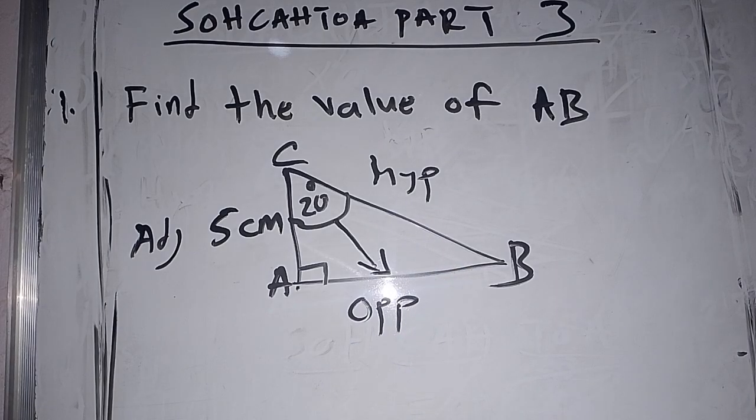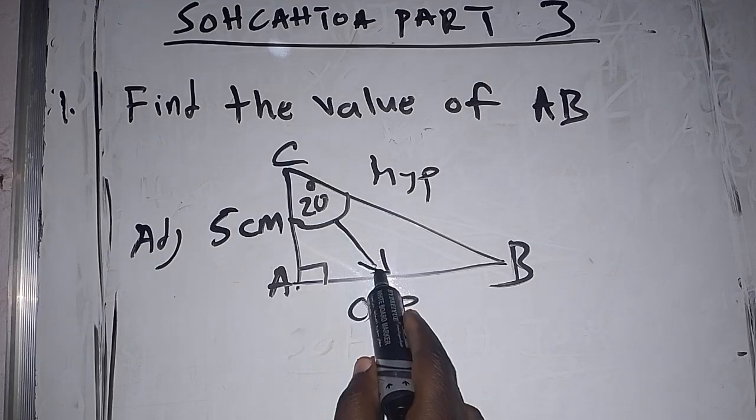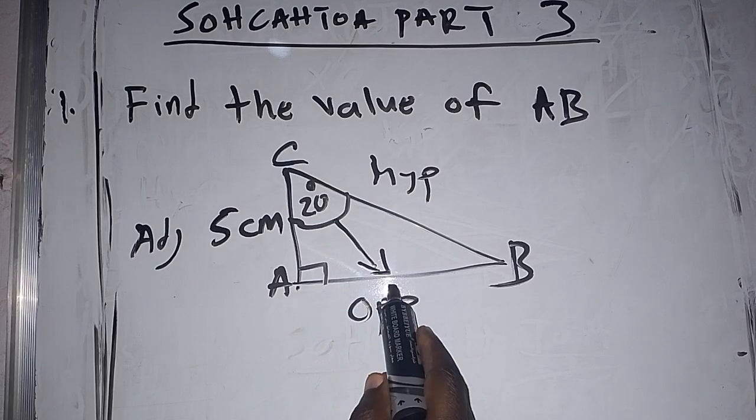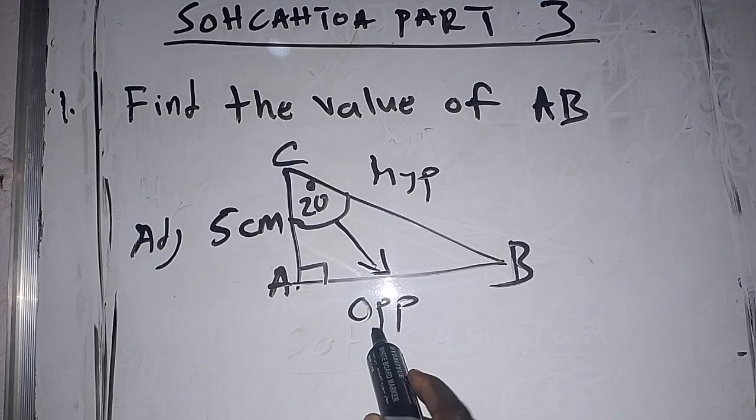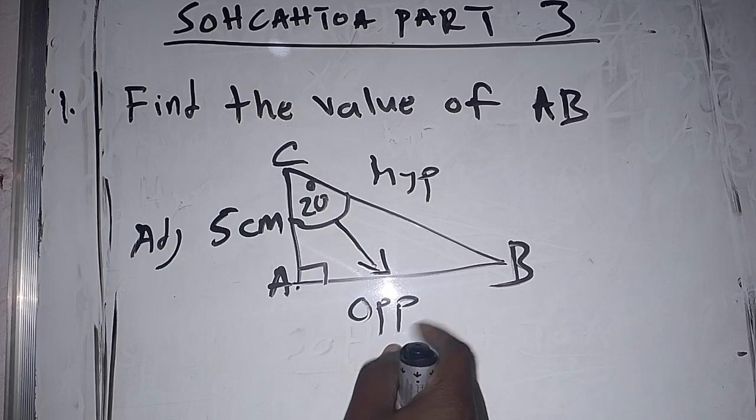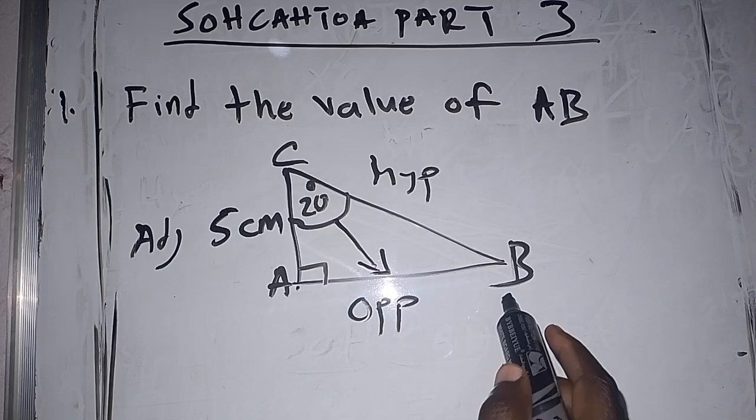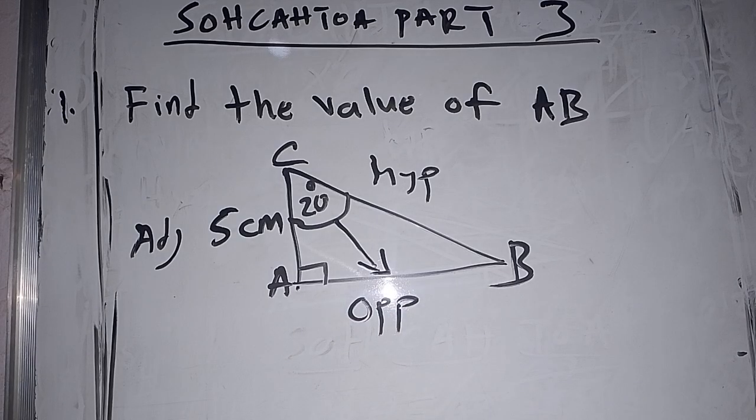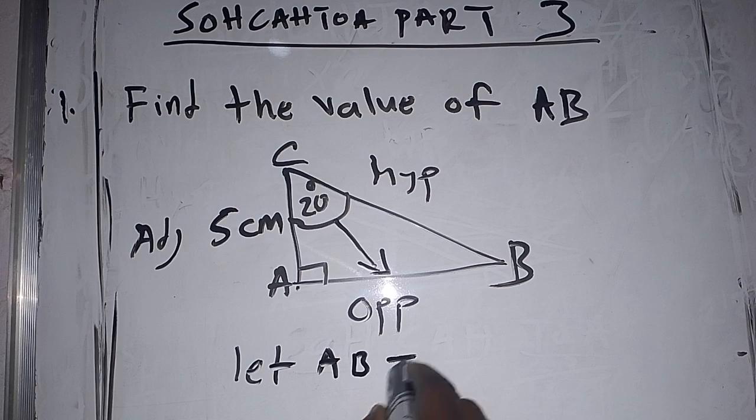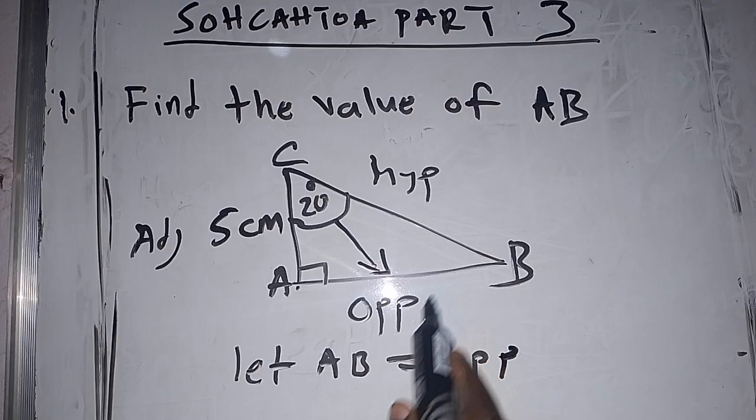As you can see, theta is pointing this side, it means it's our opposite. But this opposite is the length AB. You see that? So we can say that we let AB be equal to opposite, since where there is AB is where there is opposite.